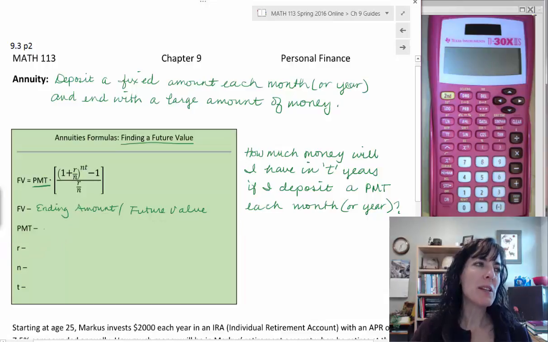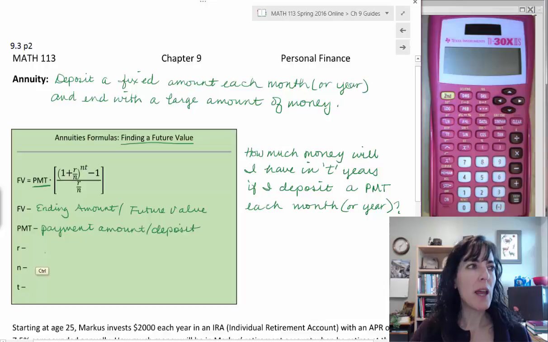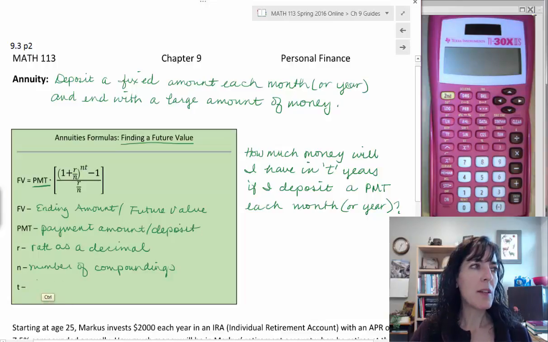So the PMT, that's the payment amount, which is the same thing as a deposit. And then the R is still going to be our rate as a decimal. The N is still the number of compoundings. And the T is still the time in years.